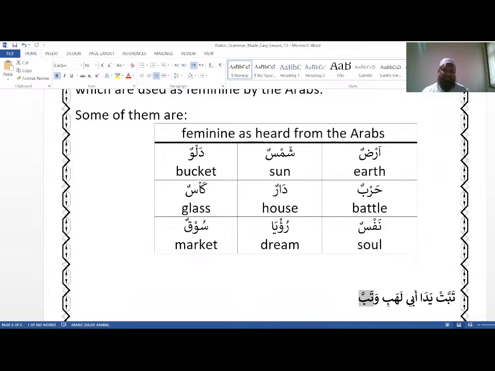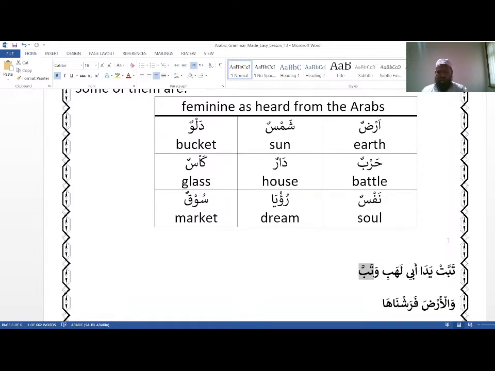When do we have tashdid on any word? When there are 2 letters the same, we merge them. So, Tabbat yada Abi Lahab. Abu Lahab is a name. When you apply the grammar, Abu changes to Abi. So Abi Lahab is the name. Yada, both hands of Abu Lahab be destroyed, be perished. Watabb, and he himself has perished.